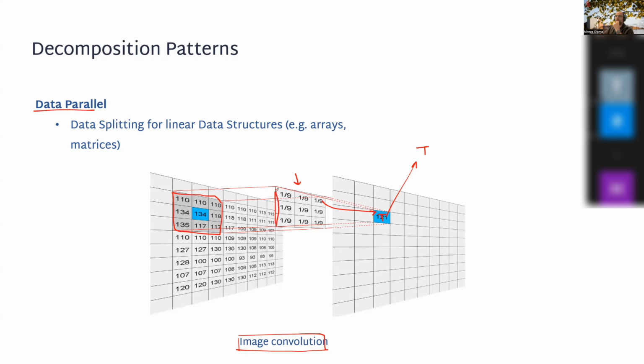and this filter, and it can compute the convolution value and put it here in this matrix. So it's a kind of data parallelism because each thread is doing the same operation but using different data.